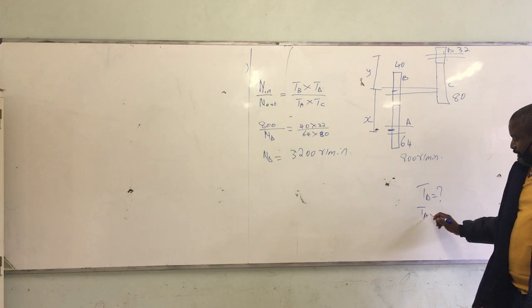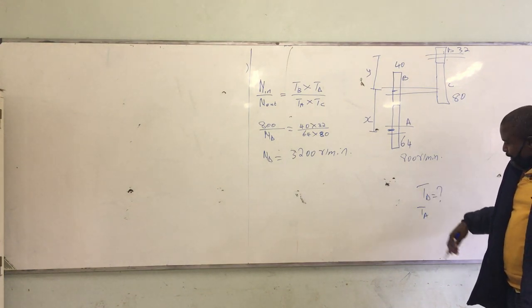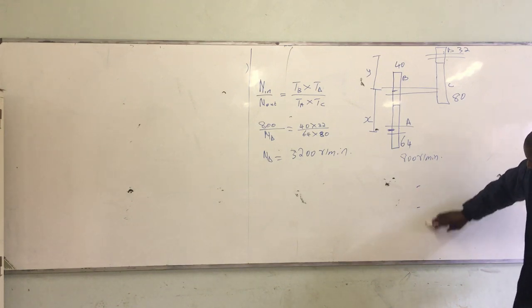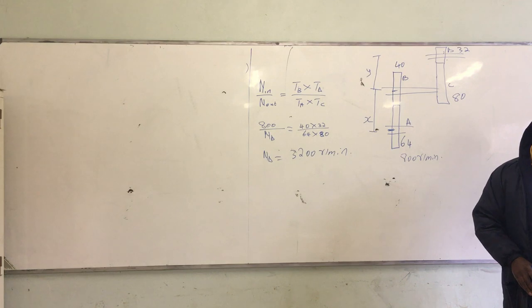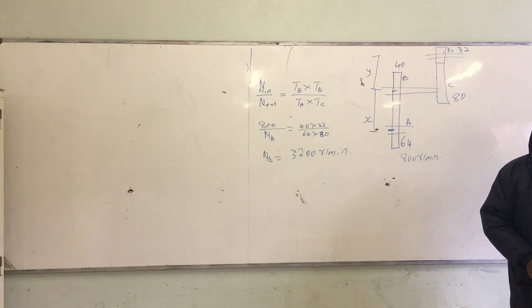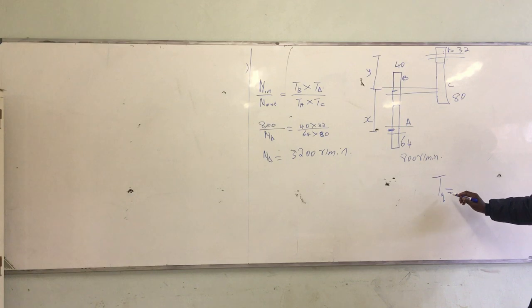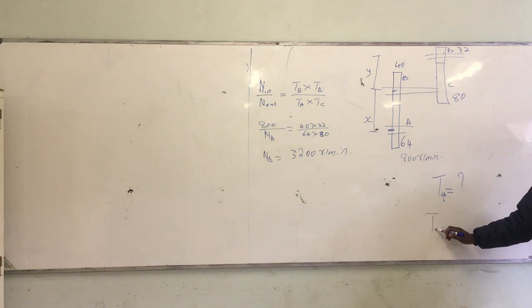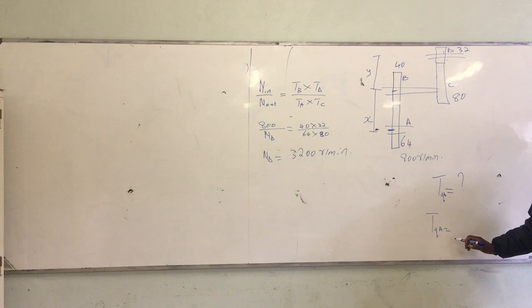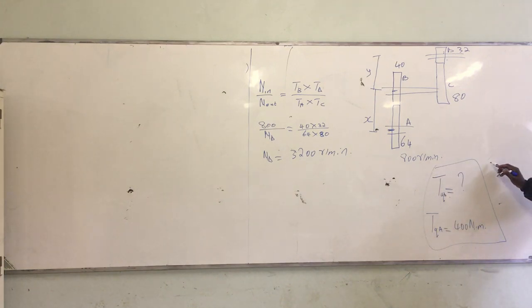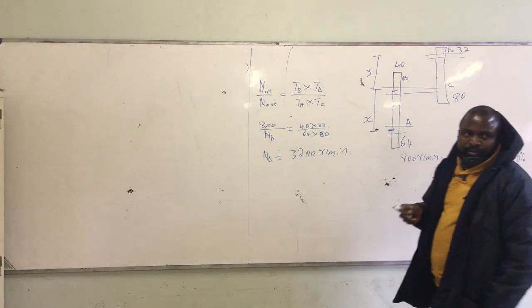They were given the torque at A. How can I write torque so that it doesn't get confused with number of teeth? I write TQ. That will be torque. TQ at D is what they're looking for. Torque at A you are given as 400 newton meter, and you are also given the efficiency, which is 90%.